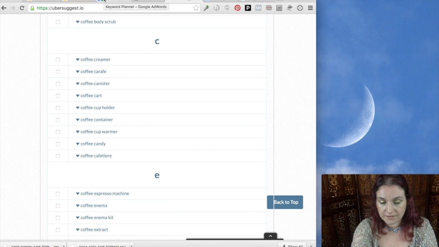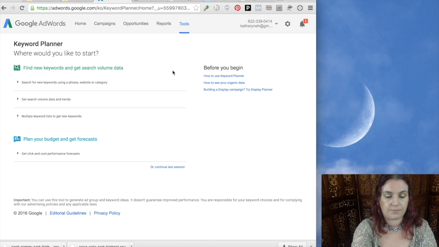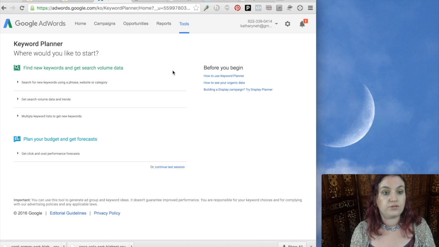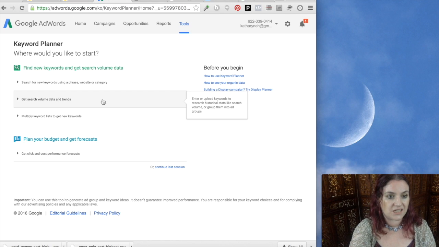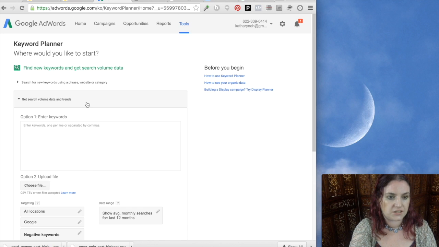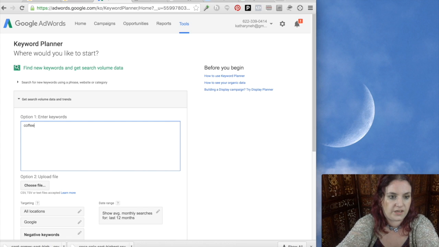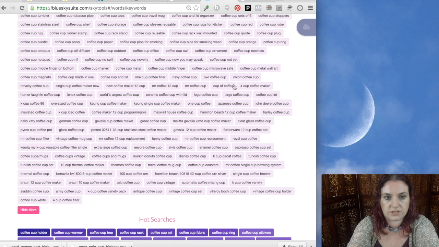Another tool I love is Google's Keyword Planner, which again is free. You do need to register for a Google AdWords account, which is free if you don't run any campaigns. It's actually a tool for advertisers. They want you to run advertising campaigns, but you don't have to use the tool. So what I tend to do with this is I would put in a keyword like coffee cup, and I could try a couple of different things. I could say like unique coffee cup, vintage coffee cup, and I can use my words from Blue Sky.